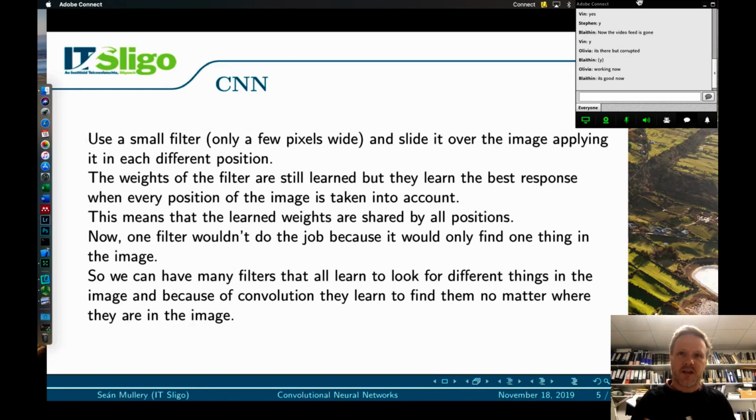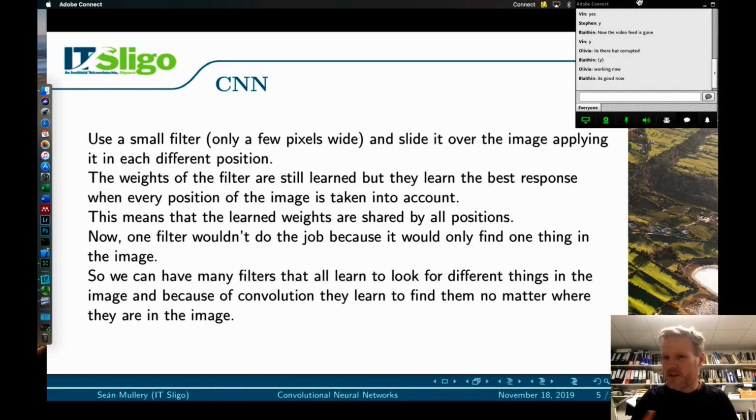So we can have many filters and they all learn to look for different things, and that's then important when it comes to our initialization. We want to make sure that as we start to learn, all of our different filters go looking for different things. If we find that we have 20 filters and 10 of them are all looking for the same thing, then that's not making good use of our network. So we'd like our filters to all be looking for different things.